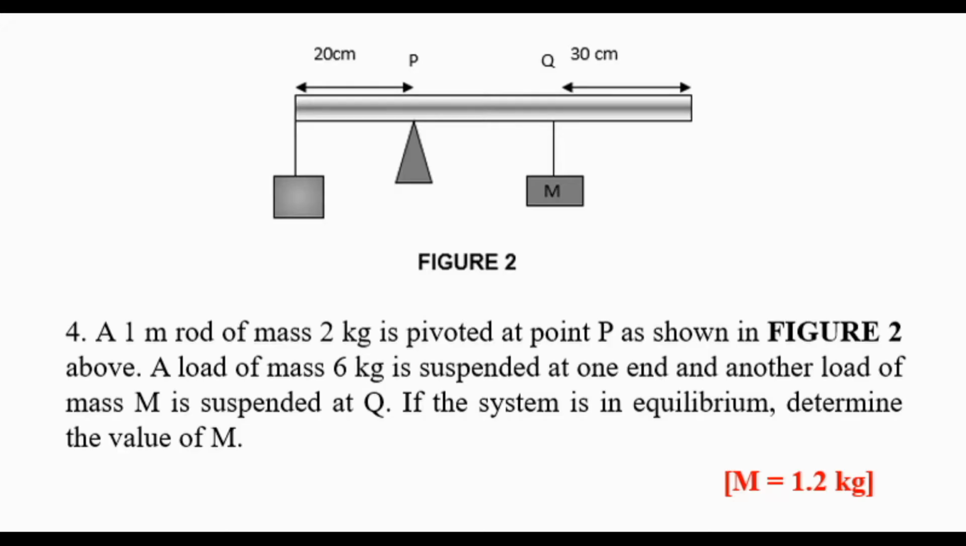A meter rod of mass 2 kg is pivoted at point P as shown in figure 2 above. A load of mass 6 kg is suspended at one end and another load of mass M is suspended at Q. If the system is in equilibrium, determine the value of M.